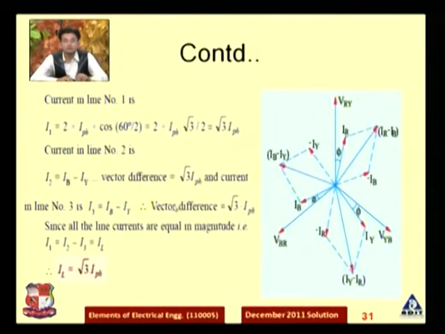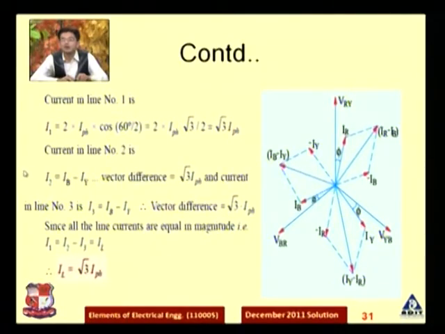Let us draw the vector diagram. From the vector diagram you can see that this is a positive and this is a negative terminal, or negative of the phase, and the resultant is shown over here. This one is for the first phase, this one is for the second and this one is for the third, right? So the current in line 1 is 2 times I phase, and by putting in the value, you will get I1 is root 3 times I phase.